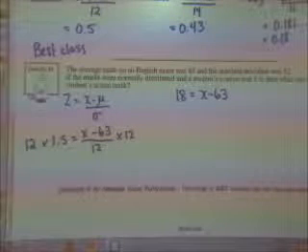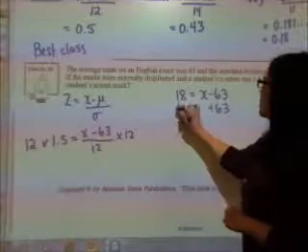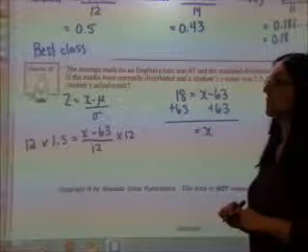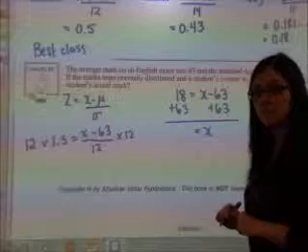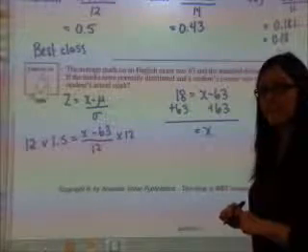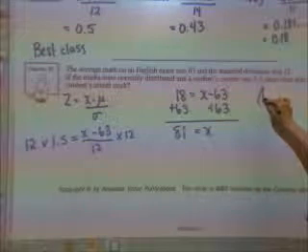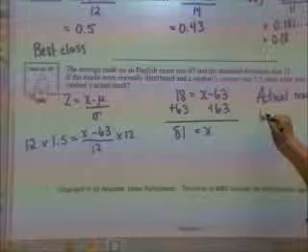How do I get rid of the 63? Yes. So what is 63 plus 18? How much? Did you get the right answer? 81. So the actual mark was 81.